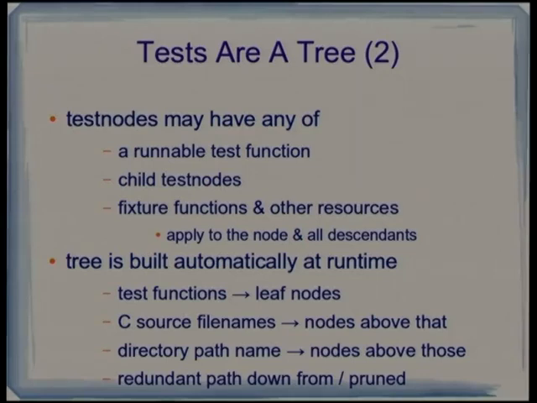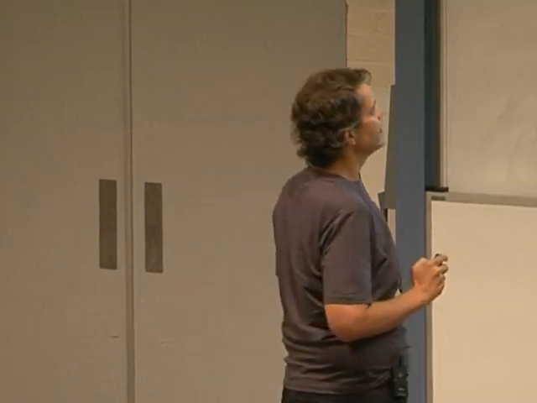And it has fixtures. So you can have four or five or seven levels deep of test nodes, and you can stick a setup at the top and have that run before every single one of your tests, or halfway up. So you can basically stack your setups. And there are several other resources, like mocks and so forth, attached to these things. This is an incredibly flexible containment and organization mechanism. Now, the test tree is built automatically at runtime.